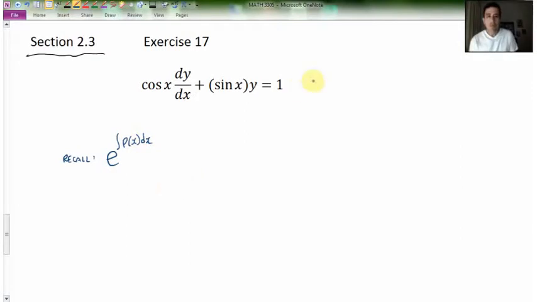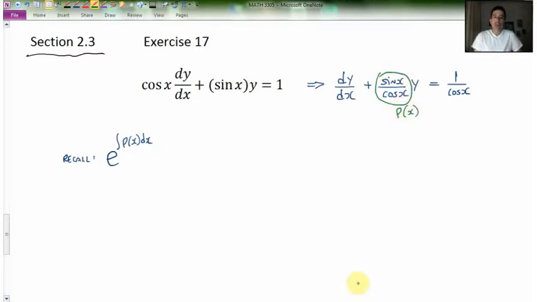Well, before you solve the ODE, we need to rewrite the ODE without anything multiplying the derivative. So if we divide both sides by cosine, we need to get rid of the cosine here. We get dy/dx plus sine over cosine equals 1 over cosine. Okay, so this is p of x. So this expression will be our integrating or integration factor.